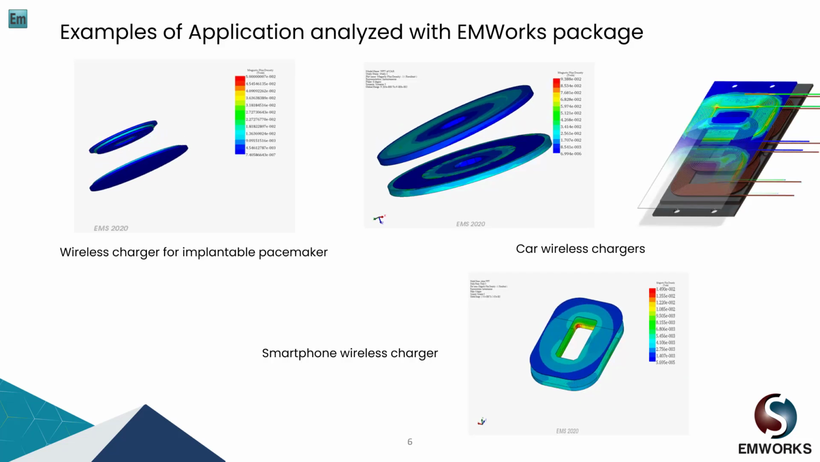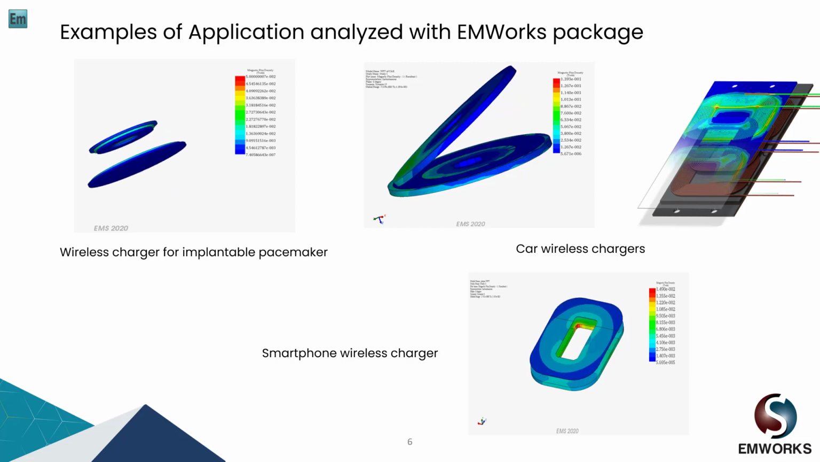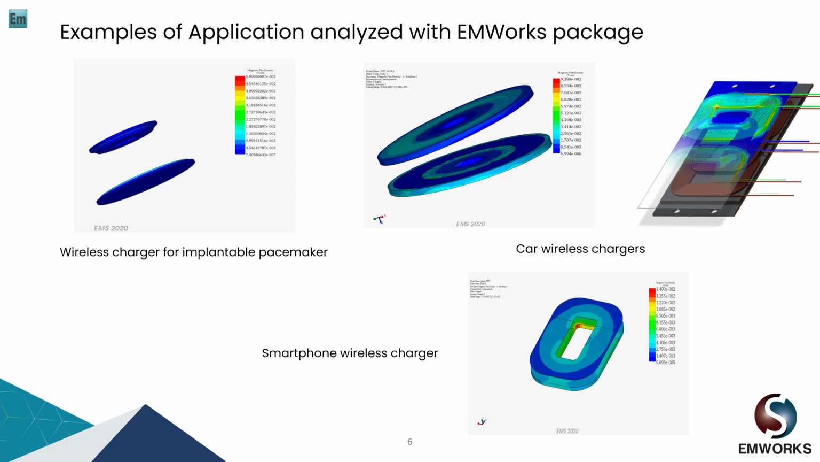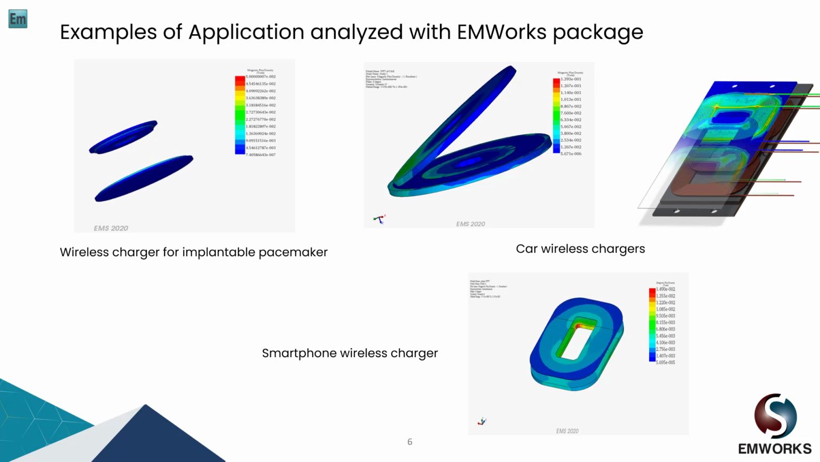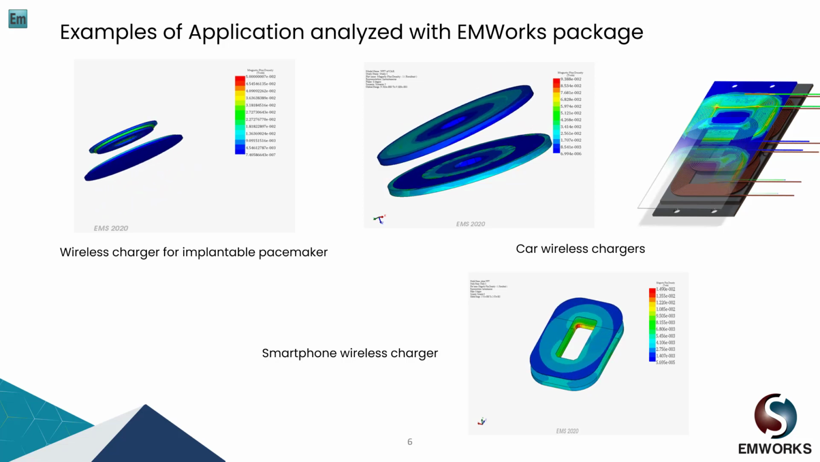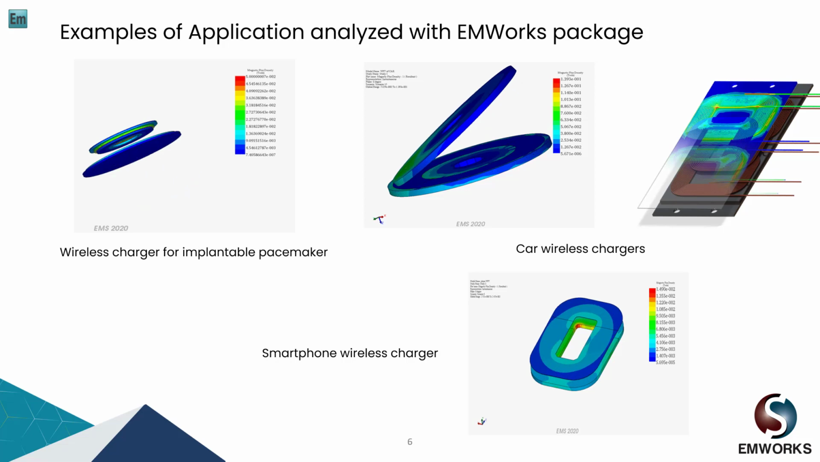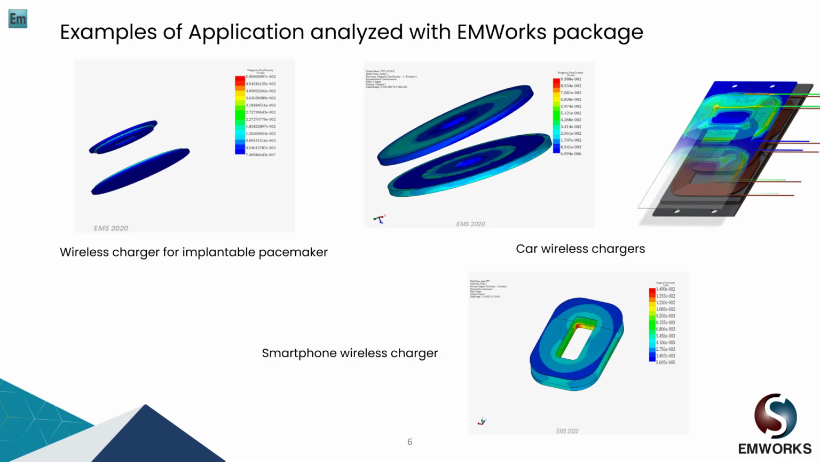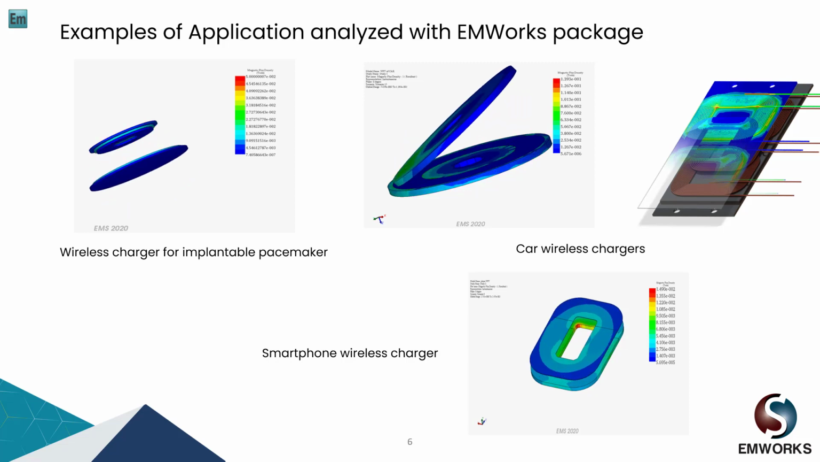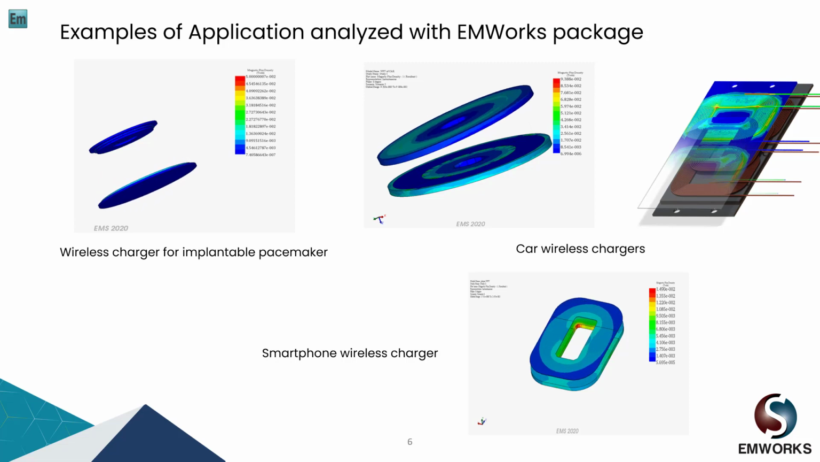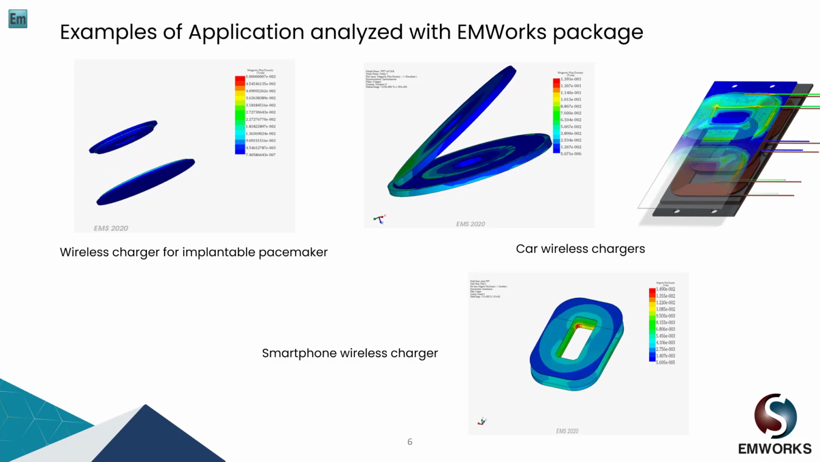Okay, these are examples of some applications analyzed with the EMWorks package. As can be seen on the left side, there is a wireless charger used in an implantable pacemaker. This is a small wireless charger system. On the right side, you can see two examples of car wireless chargers, two different systems. At the bottom is a smartphone wireless charger. So as can be seen, the EMS or EMWorks 2D package can help solve different types of wireless systems and be used in different applications.